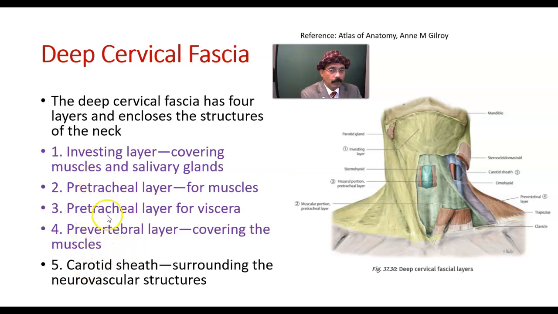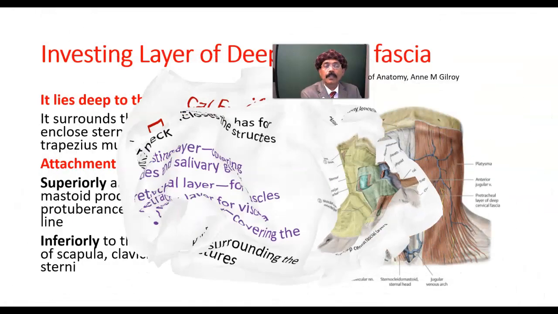And all the layers contribute to the carotid sheath that extends from the base of the skull to the root of the neck and that contains the common carotid artery, internal carotid artery, vagus nerve. We have another video about the carotid sheath. If you have time, please look at that. Okay, let's go to the deep cervical fascia today.